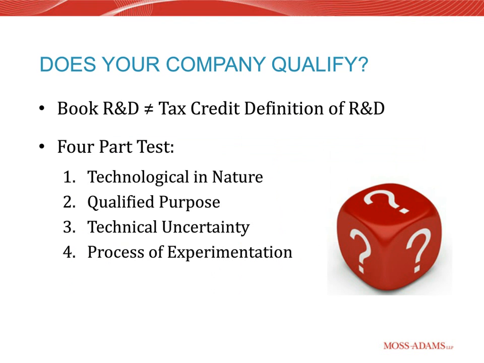So going into these in more detail, first one, technological in nature. This is generally the easiest one to me, and it basically just states that the activities need to rely on the hard sciences, and so that can be things like physics, physical sciences, biology, engineering, computer science, etc. Things like marketing, market research, logistics, vendor, supplier relationships, social sciences, those would not be considered hard sciences and not eligible for the credit.